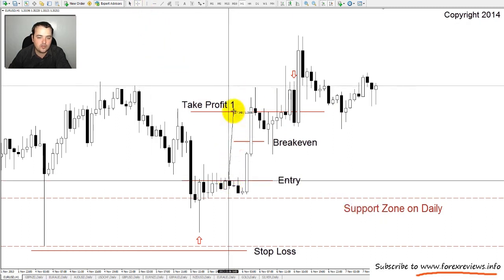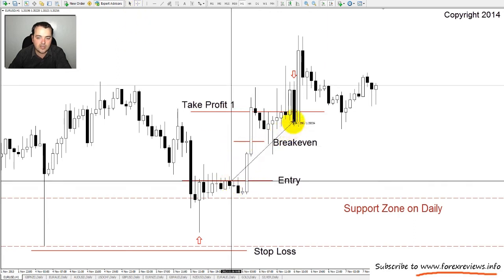If we got out there, 34 pips on the first position, and if we got out here, we'd get about 30 pips on the second position. If we allowed it to run, it could go much higher.